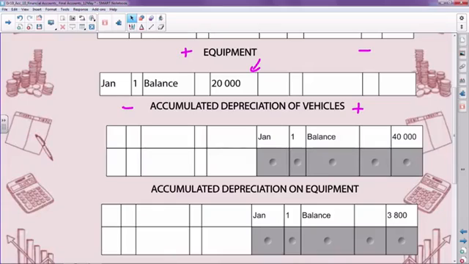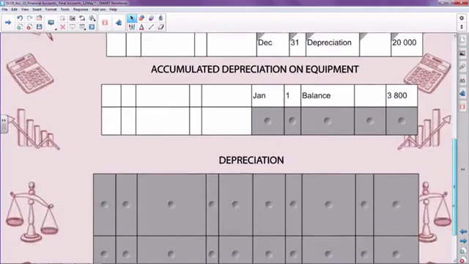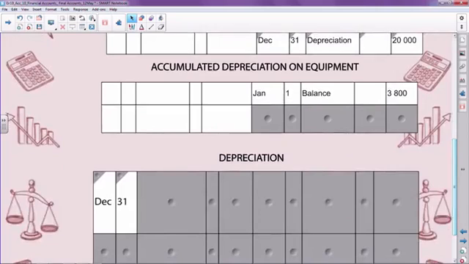If you can remember, you will see depreciation will be done at the end of the year, and we had depreciation, we wrote it in the GJ, and we lost 20,000. Now that is your credit entry. Where's your debit entry? Let's go and look at your debit entry. Your debit entry will be in your depreciation.